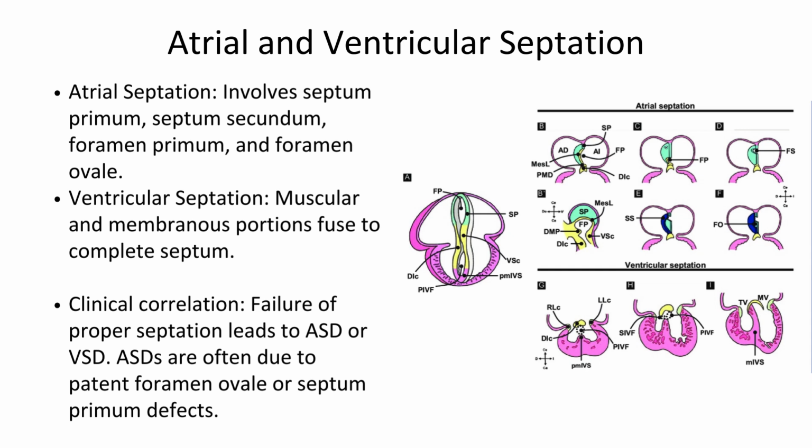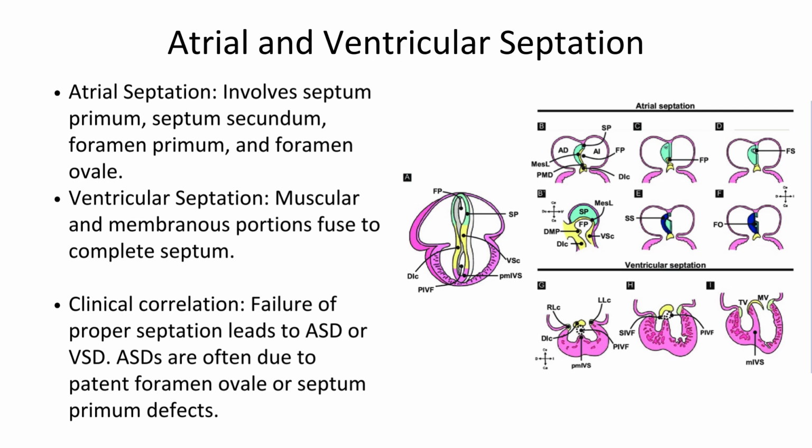Let's move to septation, another very high-yield topic. This is how the heart divides into 4 chambers, and it's loaded with testable concepts. In the atria, septation begins with the septum primum, which grows downward toward the endocardial cushions. It leaves a gap called the foramen primum.